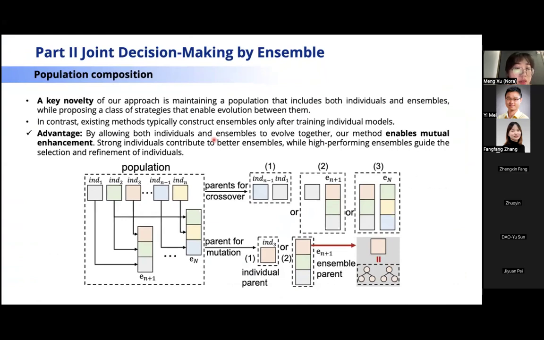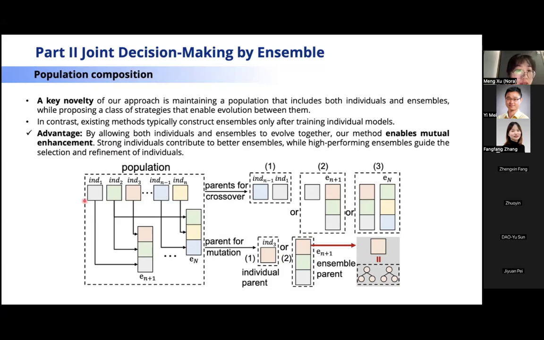So a key novelty of our approach is maintaining a population that includes both individuals and ensembles, while proposing a class of strategies that enable evolution between them. Existing methods typically construct ensembles only after training individual models. Our method, by allowing both individuals and ensembles to evolve together, enables mutual enhancement. Strong individuals contribute to better ensembles, while high-performing ensembles can guide the selection and refinement of individuals.